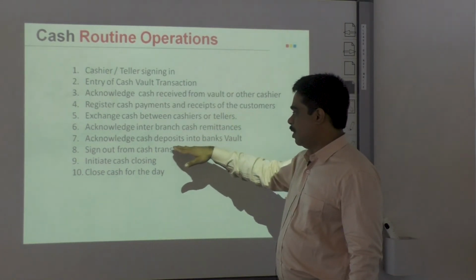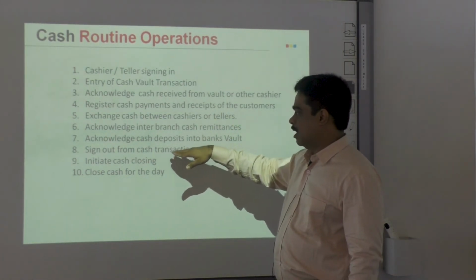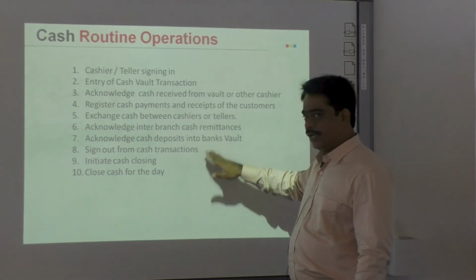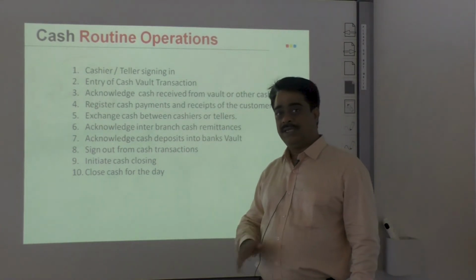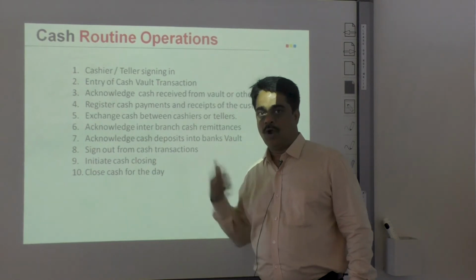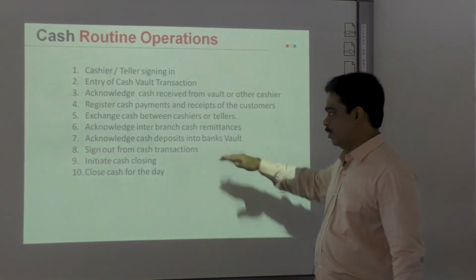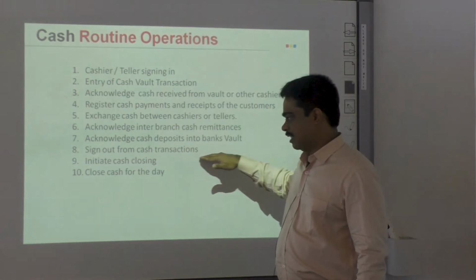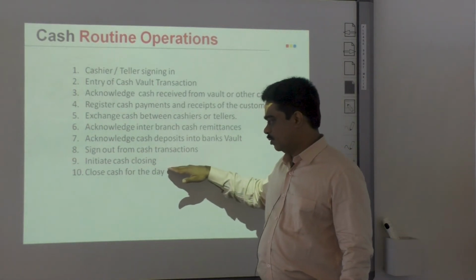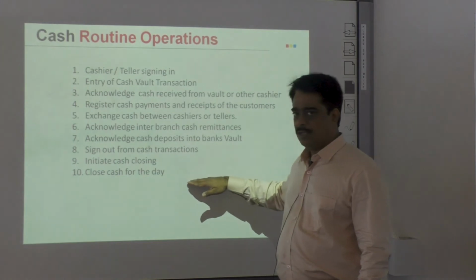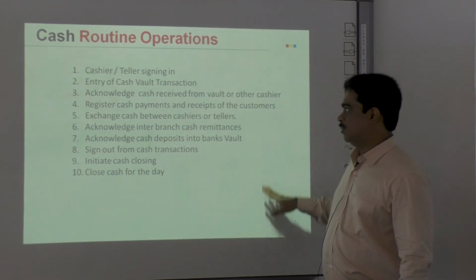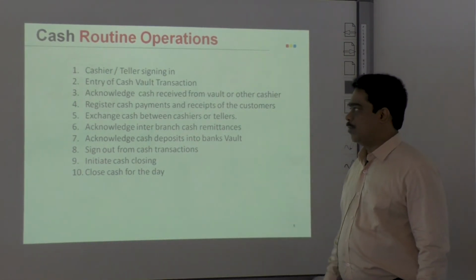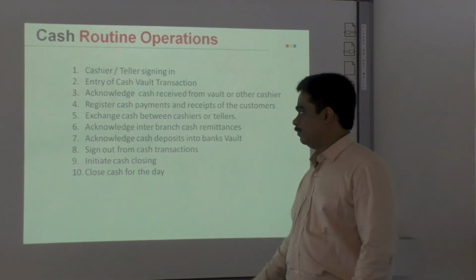Then he has to accept and acknowledge cash, and deposit cash into the bank. This is depositing back to the vault from the cashier during the cash closure. That is also being done. Then sign out from cash transaction, initiate cash closing and close the cash for that particular day. So, this is the broad cash routine operations of the cashiers and tellers.